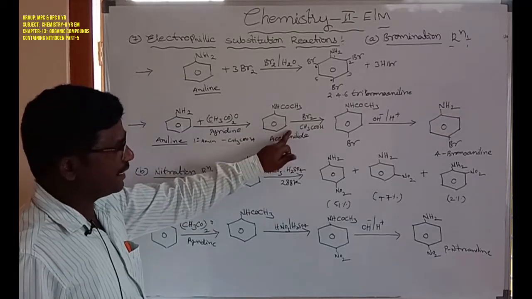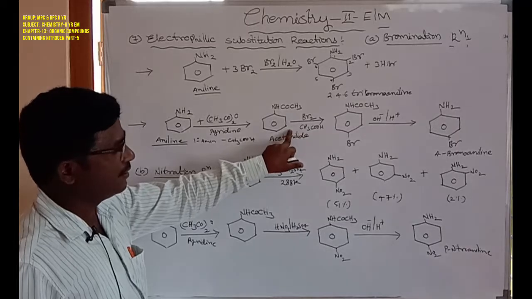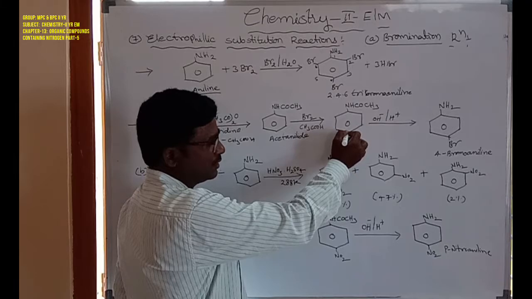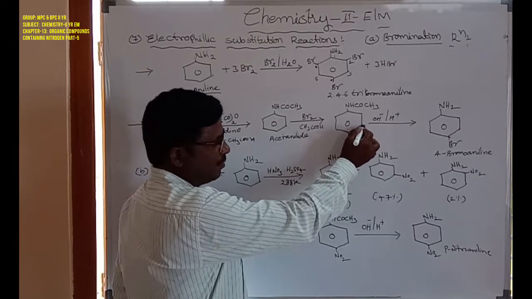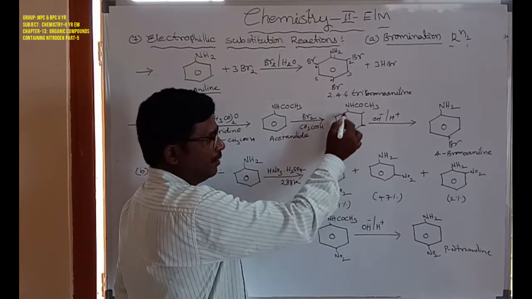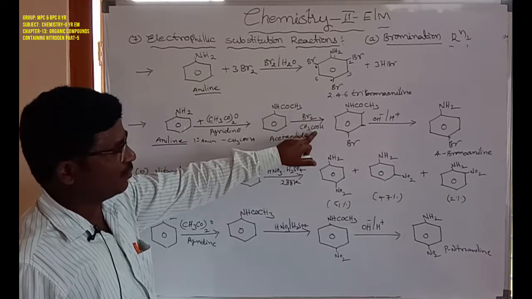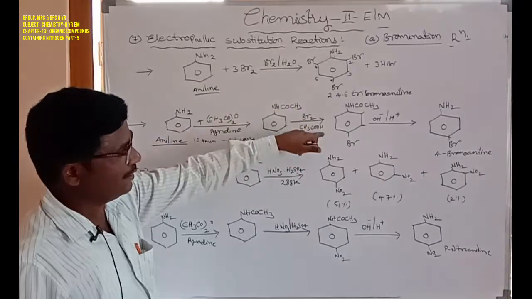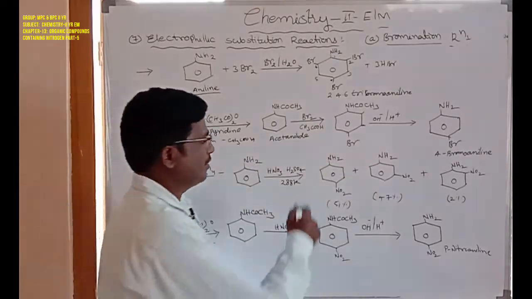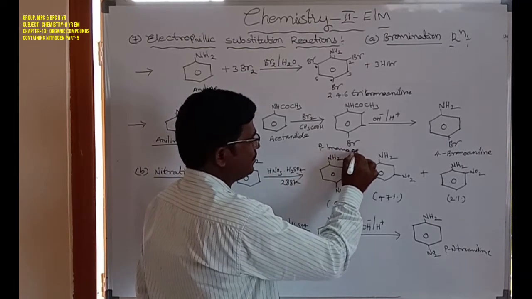Then when it is treated with bromine and acetic acid, it forms the para-bromo product. Here the para position is the opposite position. Here is the para position, here is the meta position, here is the ortho position. Ortho, meta, para. Here the acetanilide is treated with bromine and acetic acid. Then it forms para-bromoacetanilide.